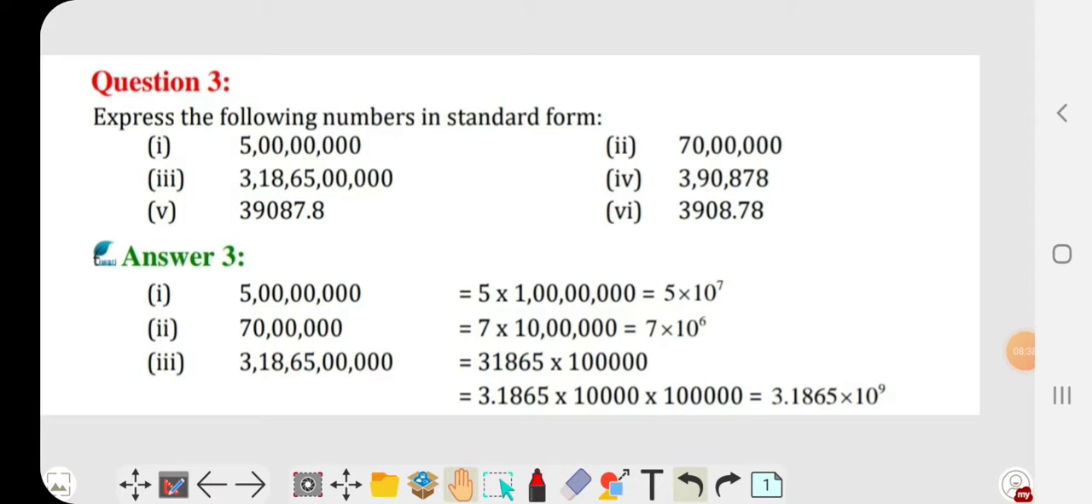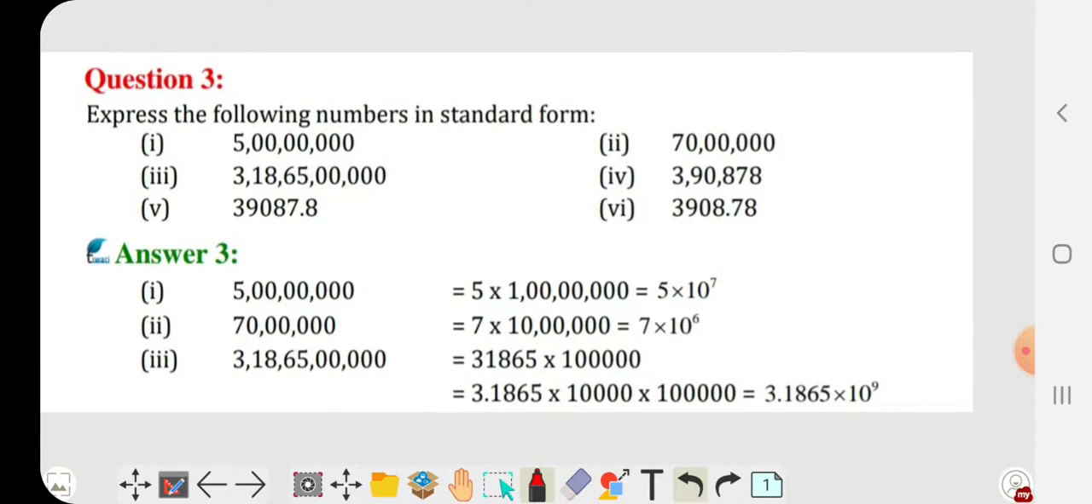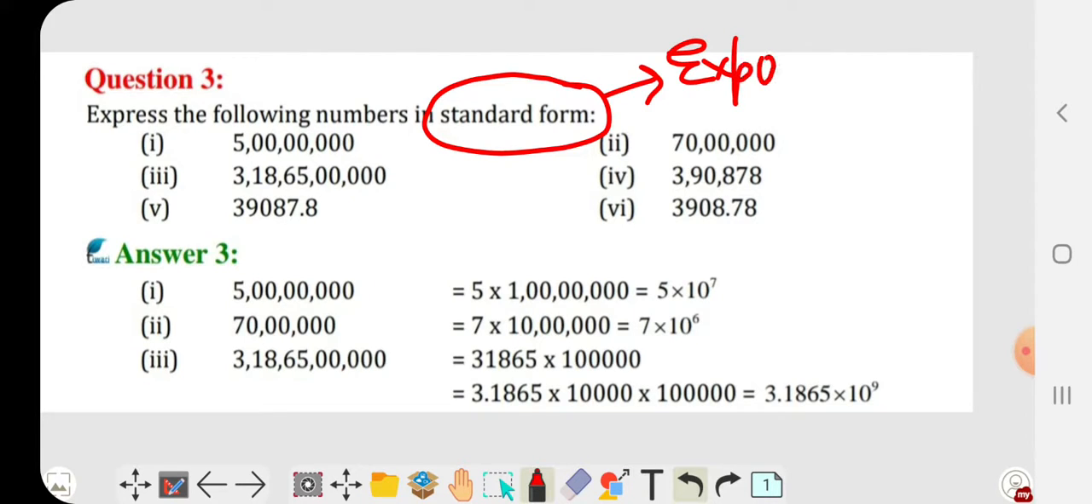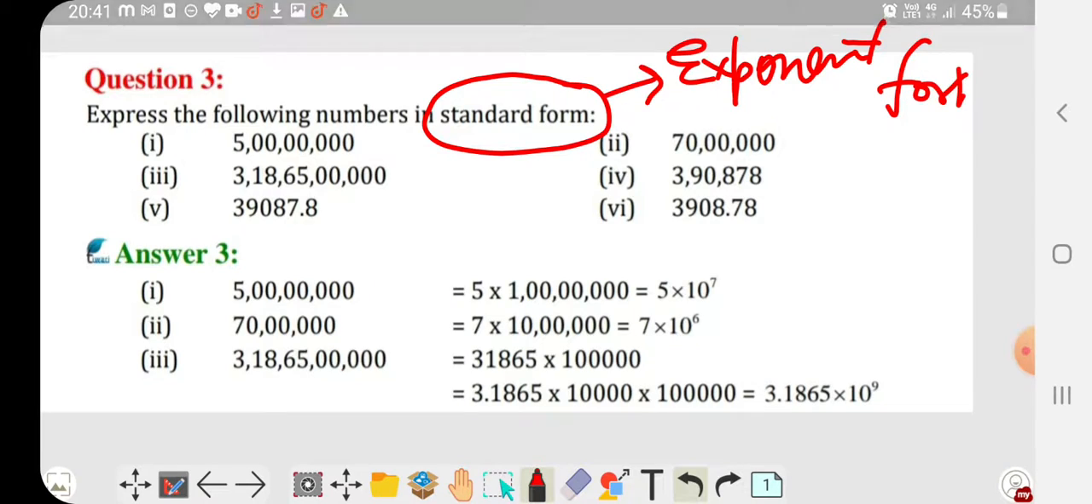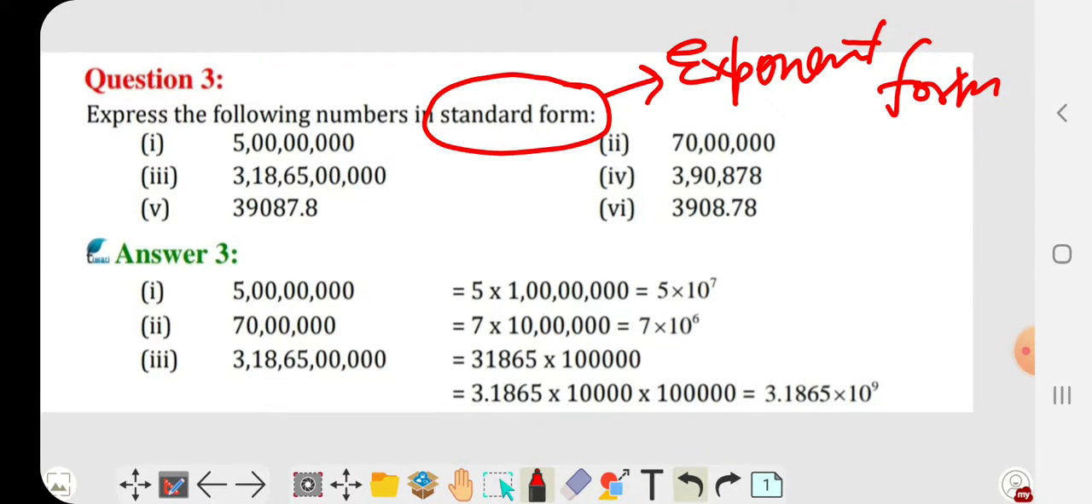Okay, before solving this question we have to know what it means by standard form. Standard form means in the form of exponent. एक्सपोनेंट फॉर्म में लिखना होता है हमें नंबर्स को. सो दिस इज कॉल्ड स्टैंडर्ड फॉर्म इन मैथमेटिक्स.